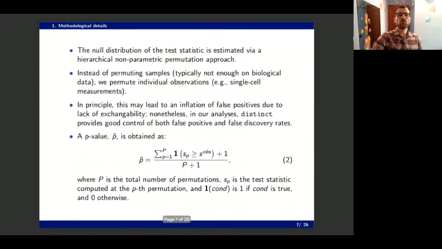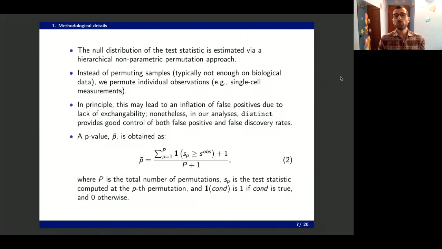So to do that, we use a non-parametric permutation approach, where instead of permuting the samples, which is typically not possible because on biological data there are not enough samples, we permute the individual observations. So in this case, the single cell measurements. And this is normally possible because there are many more cells than samples.